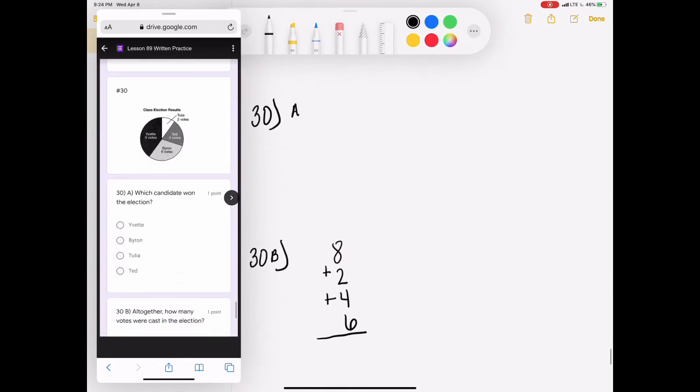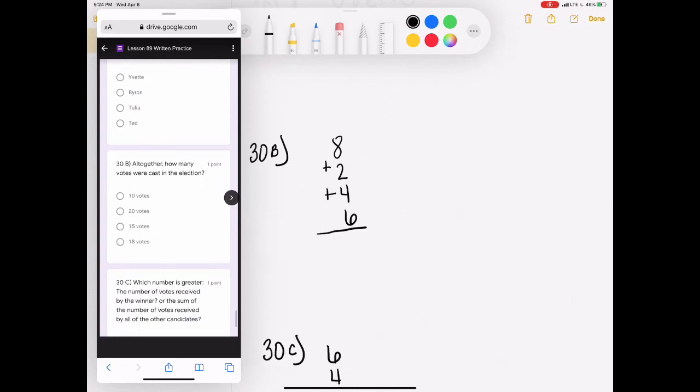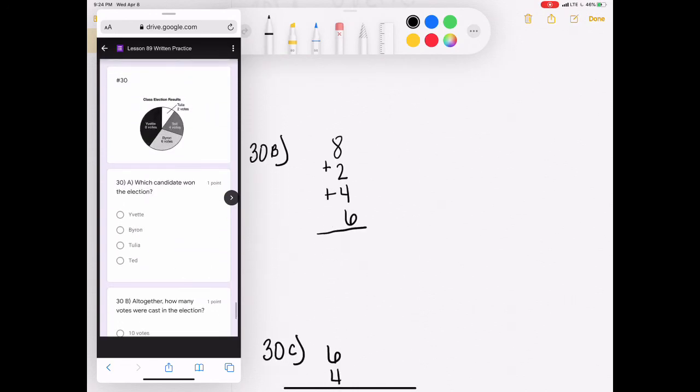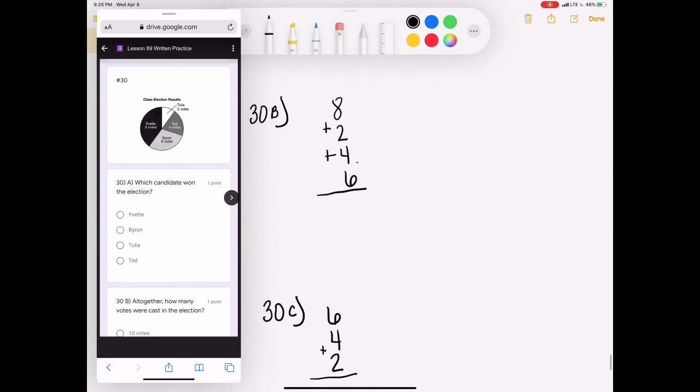30A. Which candidate won the election? That is the candidate with the largest piece of that pie chart, and you will see that is Yvette. 30B. Altogether, how many votes were cast in the election? So we're going to add the votes from Yvette, Tulia, Ted, and Byron. And 6 and 4 is 10, 8 and 2 is 10, so that is 20 votes on 30B.